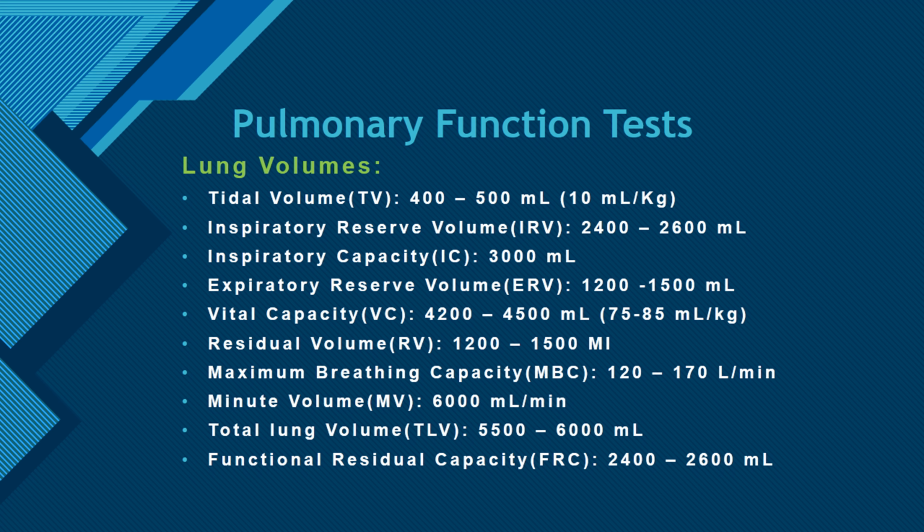Pulmonary function test. Before we do pulmonary function test, we should know what the lung volumes are. Tidal volume: volume of gas inspired or expired in each breath during normal quiet respiration. It is 400 to 500 ml, that is 10 ml per kg.